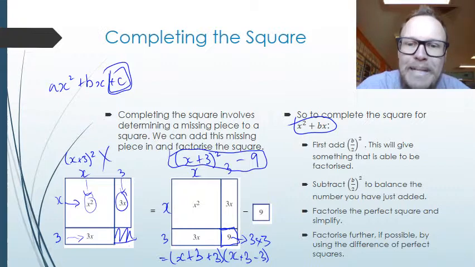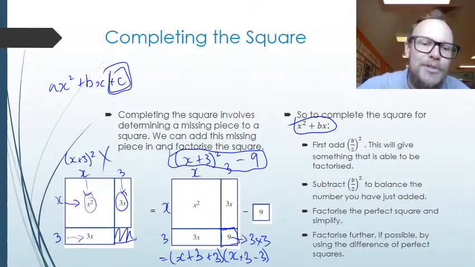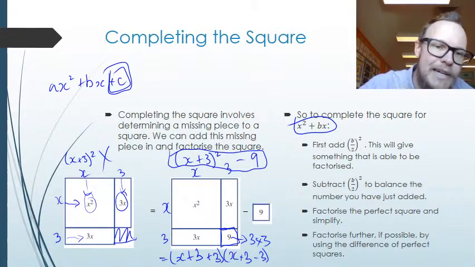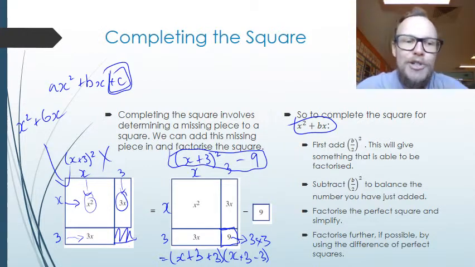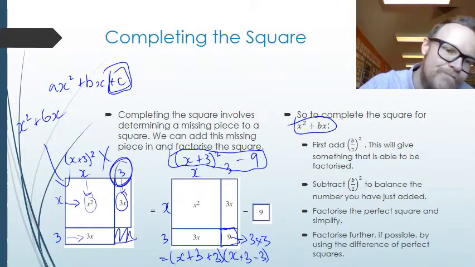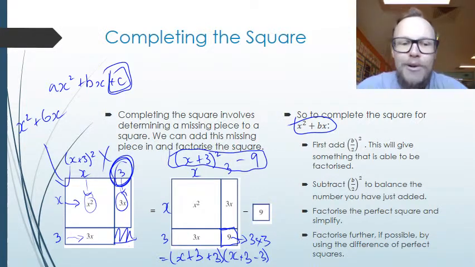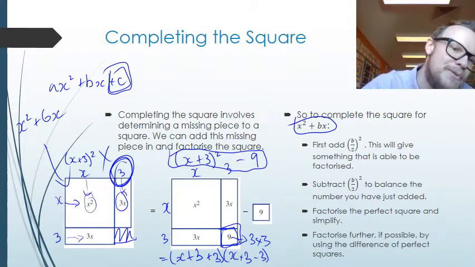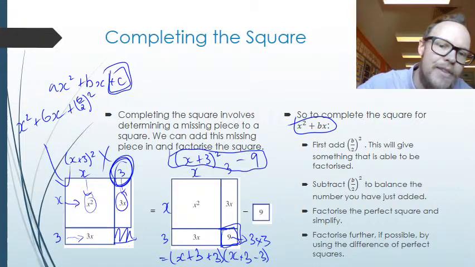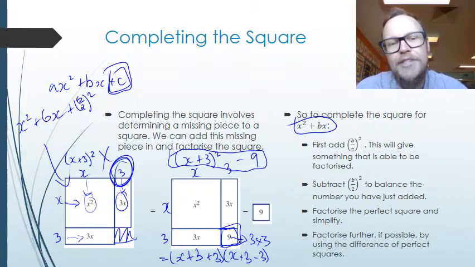firstly, we add b on 2, squared. Why b on 2 squared? Well, for our one here, it's x squared plus 6x, so b on 2 is our 3. If we add b on 2 squared, that's going to be our missing piece, because we're adding 6 on 2 squared, that's 9. Now, we can't just add something and keep it the same. We've got to add it on and then take it away again to balance it out.